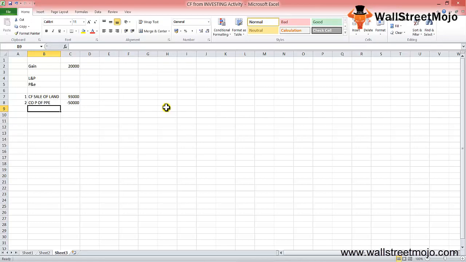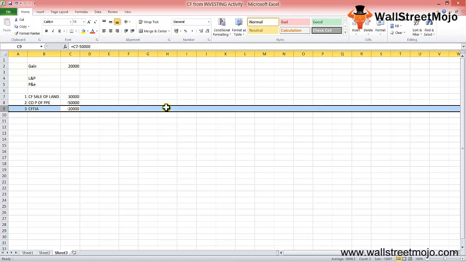So the cash flow from the investment formula goes something like this: cash flow from the sale of land and the cash out from the PPE, that is the property, plant and equipment. So cash flow from investment activity is going to be equal to 30,000. Over here there's some problem, 87. Okay, this should be 70,000. So it's going to be 30,000 less 50,000. That will give us negative 20,000. So the cash flow from the investment is an outflow of minus 20,000.